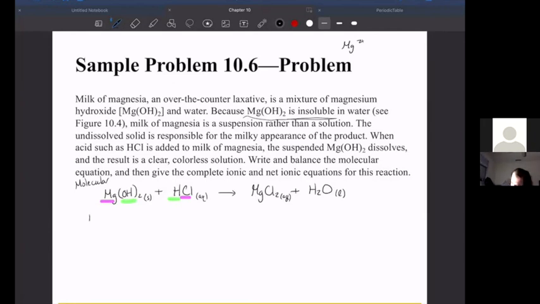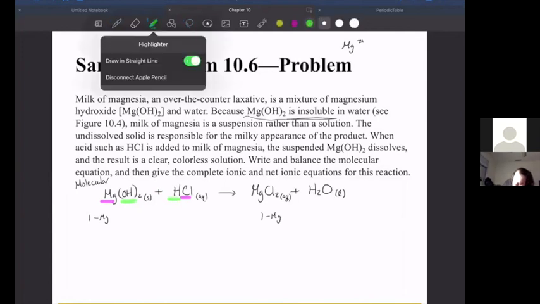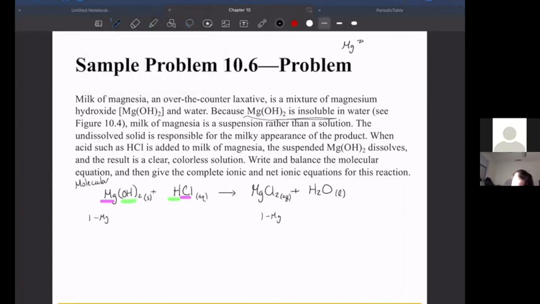Magnesiums are balanced already, 1 Mg, 1 Mg, but the chlorides are not. I'm going to have to put a 2 out front here so that I have 2 chlorines on either side. Now I can go for the harder part, which is the hydrogens and the oxygens. Over here, I have 2 oxygens and 2 hydrogens plus 2 hydrogens gives me 4 hydrogens. Over here, currently, I have 1 oxygen and 2 hydrogens, but I can fix that by adding a 2 out front there. That will make it 2 and 4. All right, so make sure to balance your chemical equation.